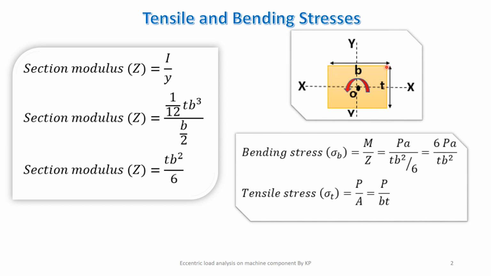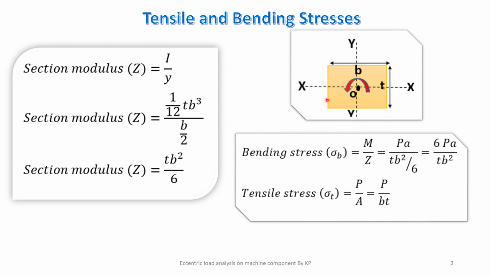Here it is a rectangular section whose width is b and thickness is t. Because of this anticlockwise couple, whose value is equal to P into A, tensile stress is produced on this fiber and compressive stress is produced on this fiber. Because this fiber is under tension and this fiber is under compression, we have to find out the value of I about the YY axis. The value of I about the YY axis is 1 by 12 t b cube for a rectangular cross section, and this y is the distance of the outermost fiber from the YY axis.